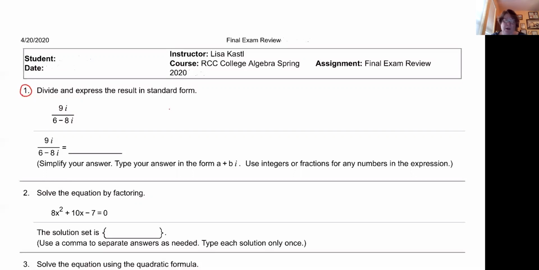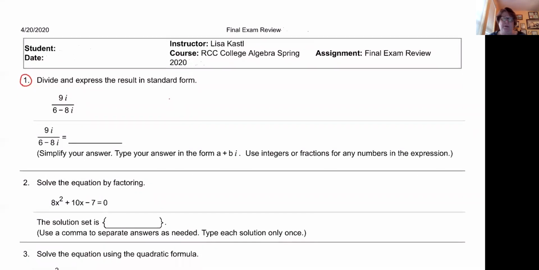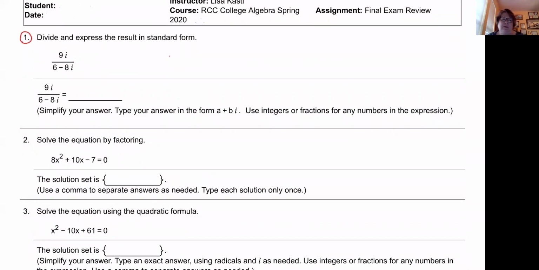All right, so the first problem we're going to do is number 1 on the review. This is a division of complex numbers. So it says divide and express the result in standard form. So to divide two complex numbers, you multiply numerator and denominator of the fraction by the conjugate of the denominator.